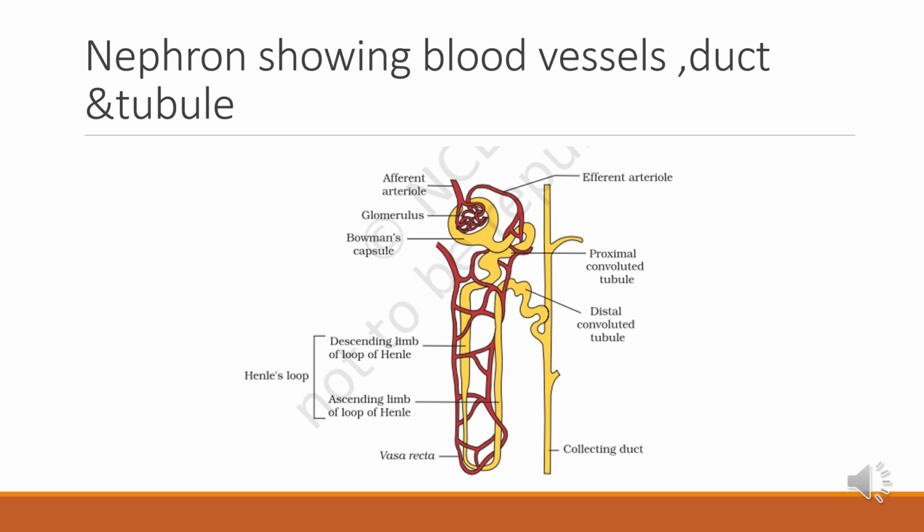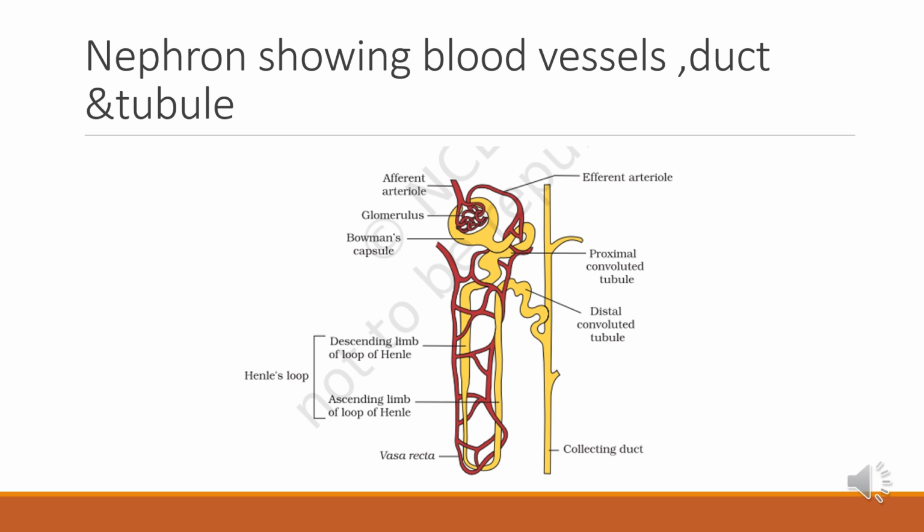And structure of nephron, that is uriniferous tubule, it consists of Malpighian capsule and renal tubule. The Malpighian capsule is made up of two parts, glomerulus and Bowman's capsule, and the renal tubule is made up of proximal convoluted tubule, loop of Henle, and distal convoluted tubule, and then it goes into collecting duct. Now we'll study all the parts here.